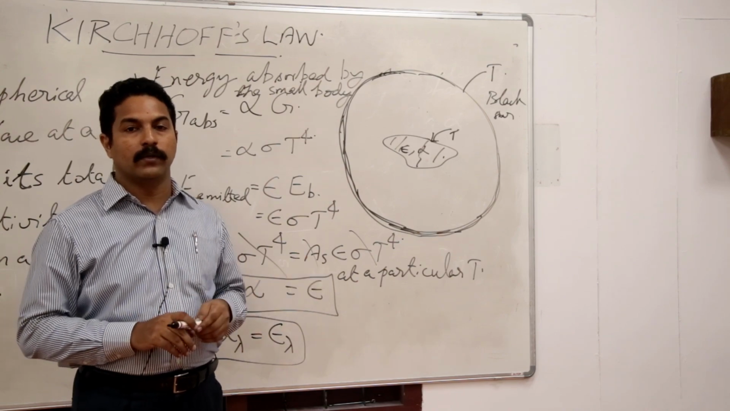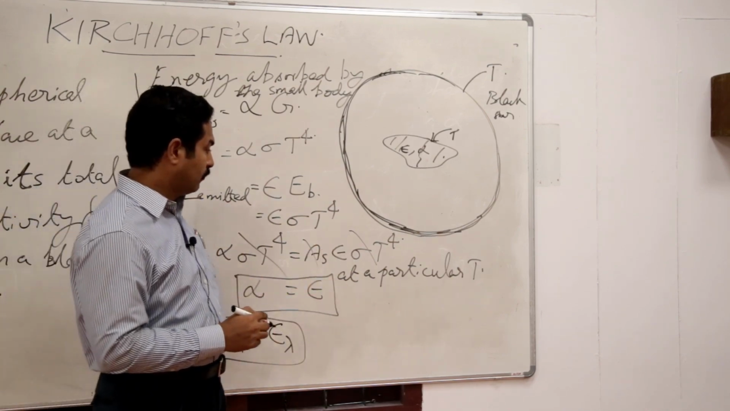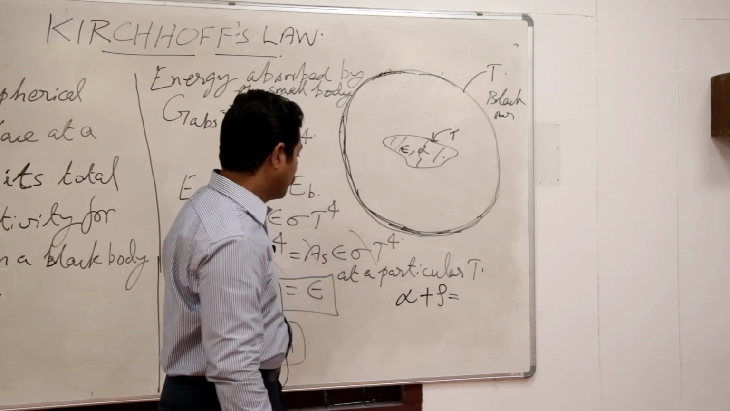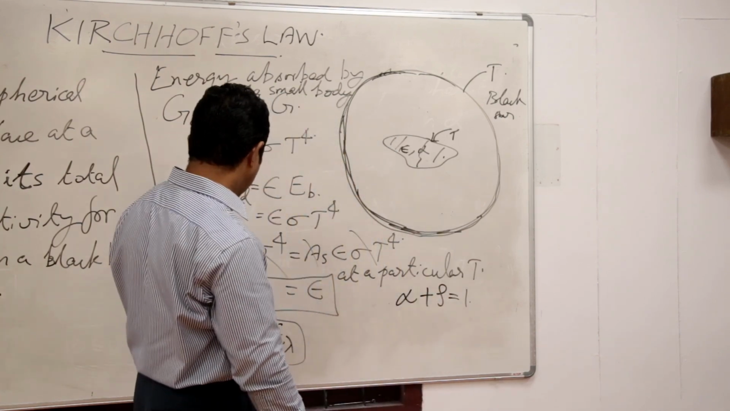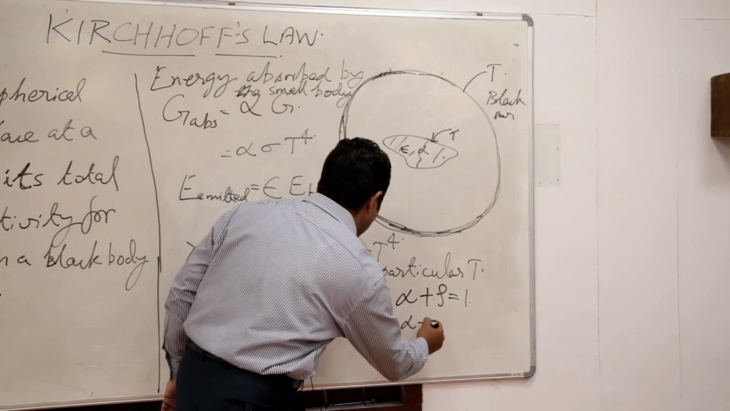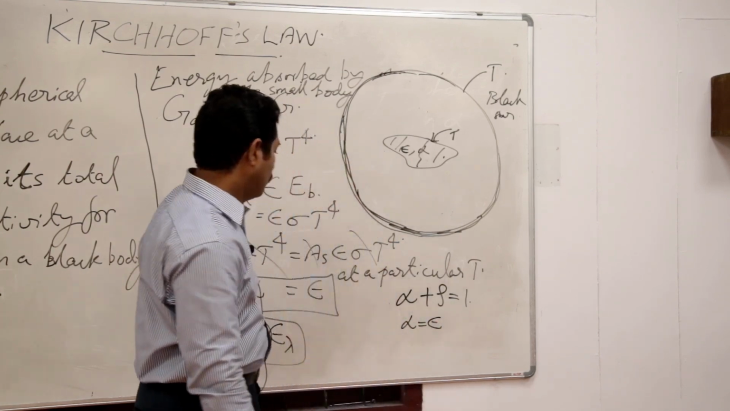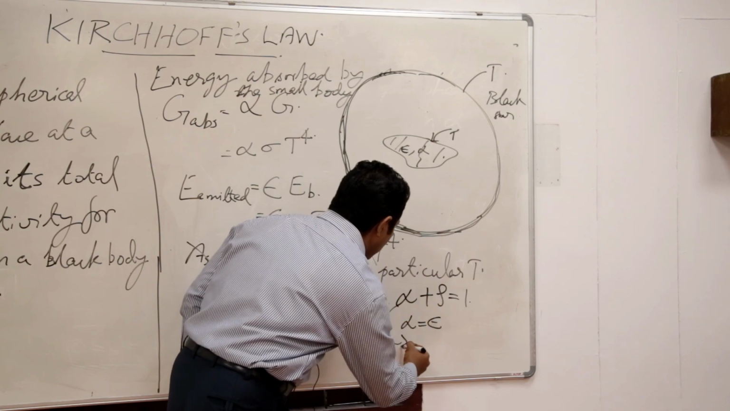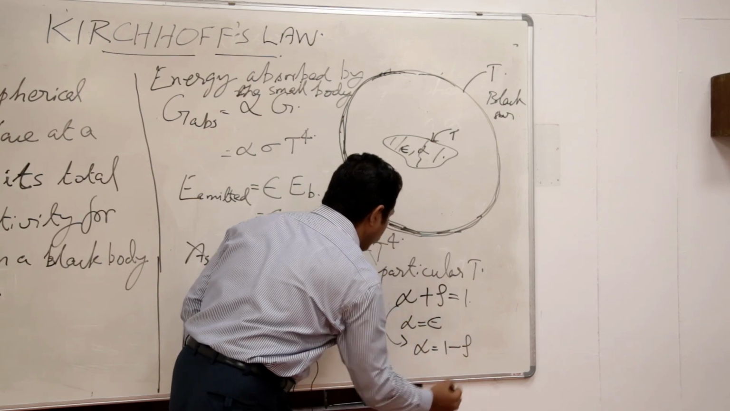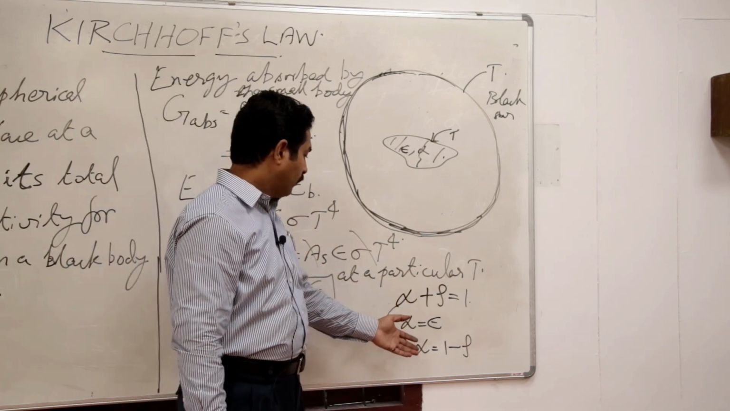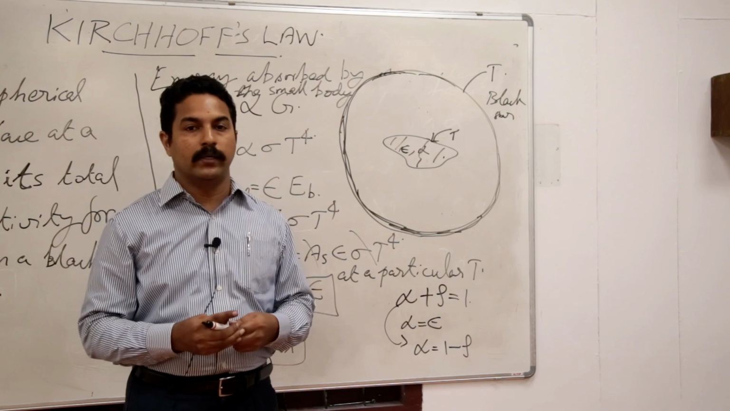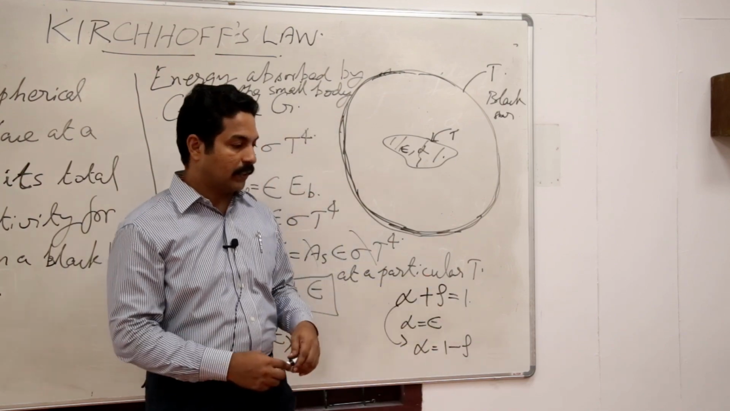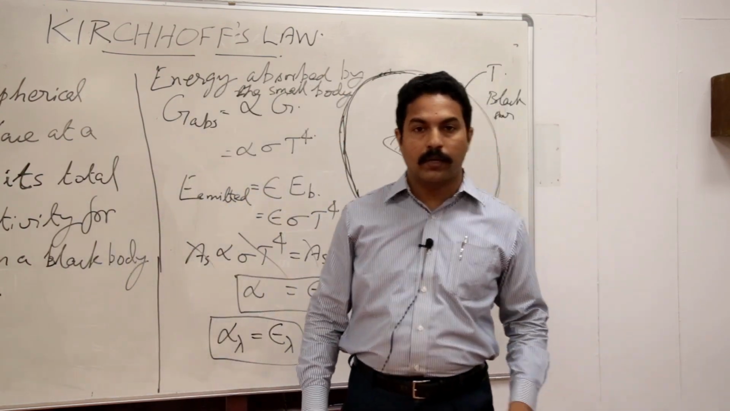What is the significance of this expression? For an opaque surface, alpha plus rho, that is absorptivity plus reflectivity, is 1. Then from this term I can say that absorptivity is equal to emissivity. By knowing only one quantity, absorptivity is nothing but 1 minus rho. So by finding only one quantity for an opaque surface, we are in a position to find out the other quantities also.